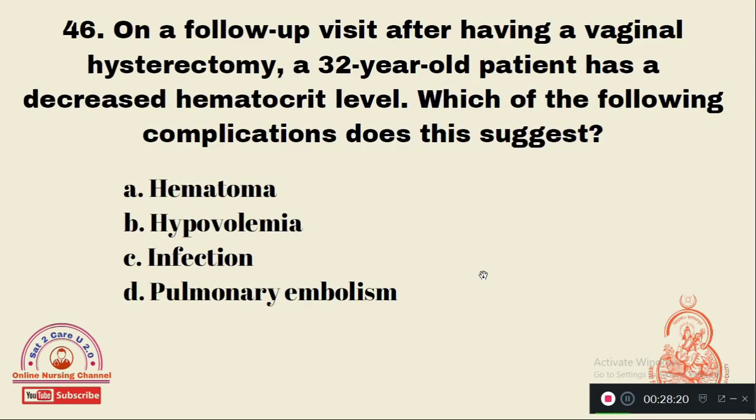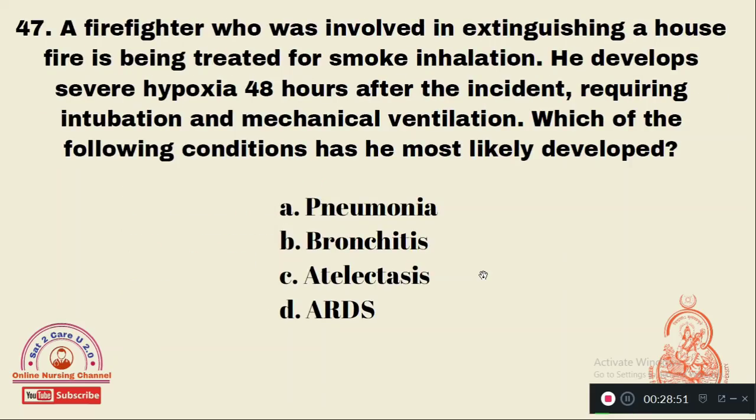Question number 46. On a follow-up visit after having a vaginal hysterectomy, a 32-year-old patient has decreased hematocrit level. Which of the following complication does this suggest? So the decreased hematocrit level suggests option A hematoma, B hypovolemia, C infection and D pulmonary embolism. So which will be the right answer? The decreased hematocrit level is related to hematoma. Option A is right.